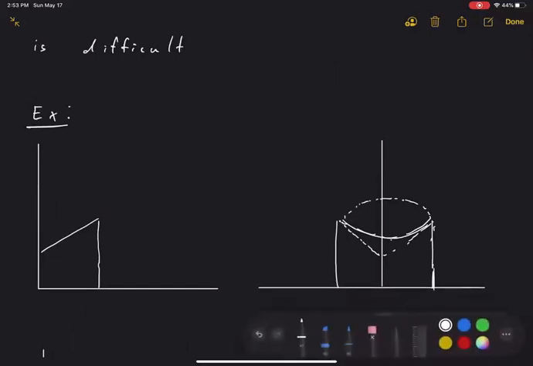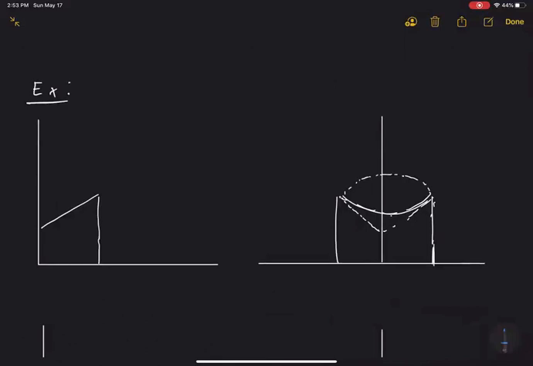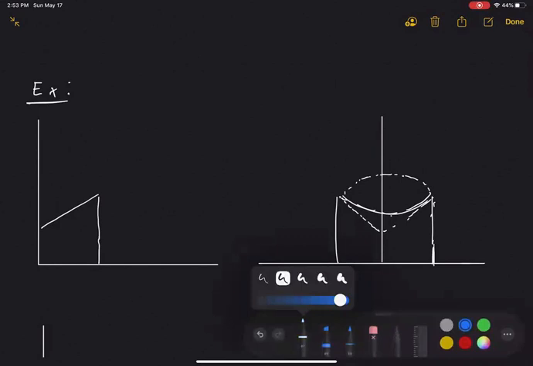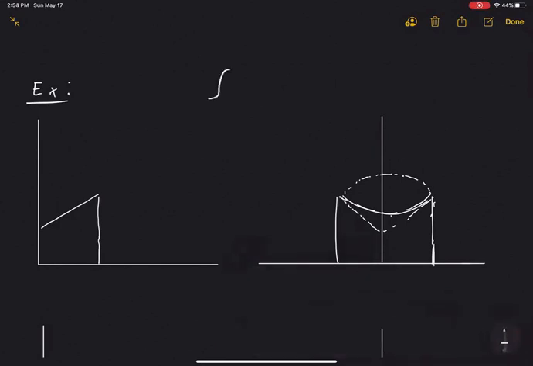Looking at this first example, let's try the disk and washer method. Okay, what would we do? I'm rotating around this y-axis. So that would mean if I was using the disk and washer method, I would want to do everything in terms of y, right? I would want to set up an integral like a to b pi. And then let's see, is it disks or washers? Well, here's the problem with this one.